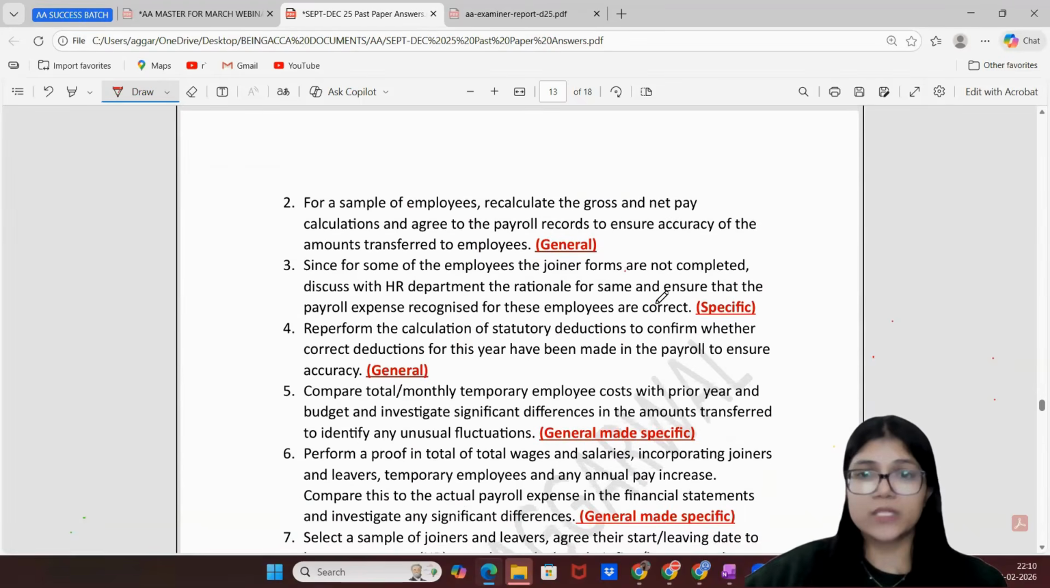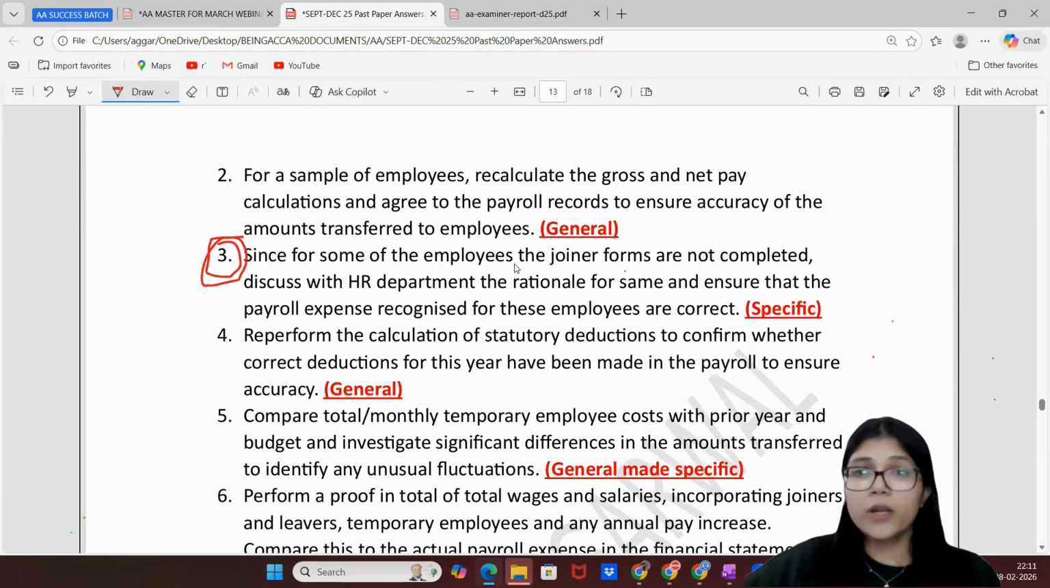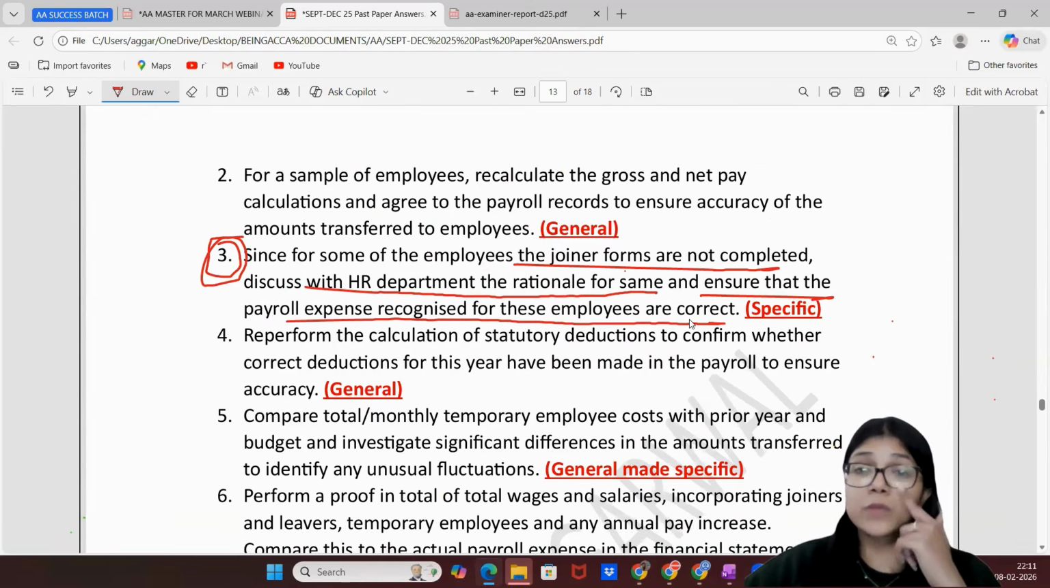I'll first show you the specific ones. Let's see the third one, guys. All eyes on the third point. Since for some of the employees the joiner forms are not completed, this is what we discussed just now. Discuss with the HR department the rationale for the same and ensure that the payroll expense recognized for these employees are correct. This was our problem, that probably the expense that we are doing for these employees is not correct, right? So that is what my procedure is. This is completely specific. This is not general at all.